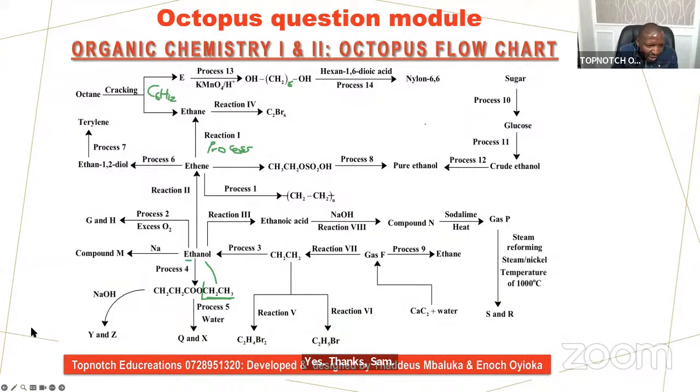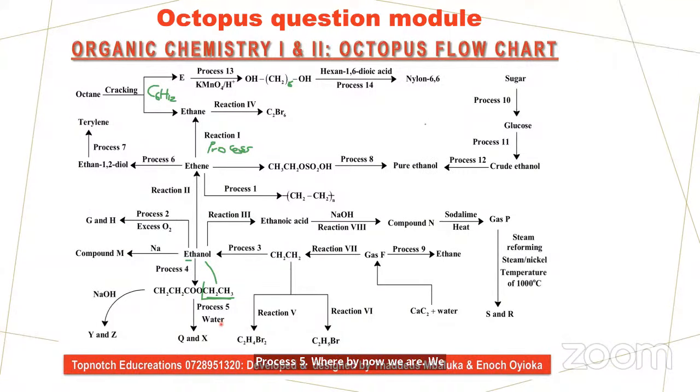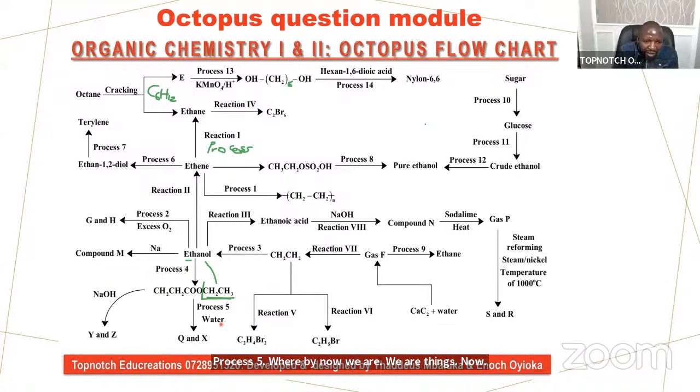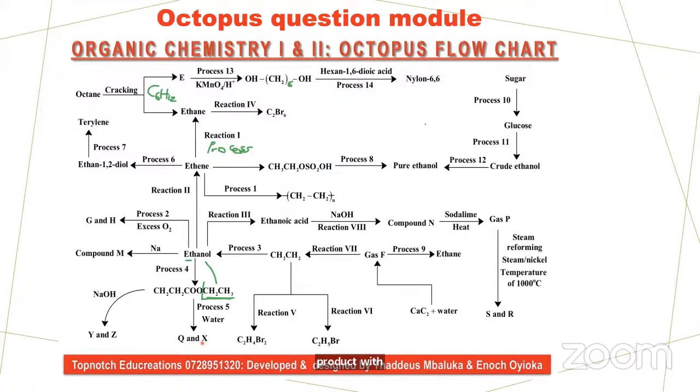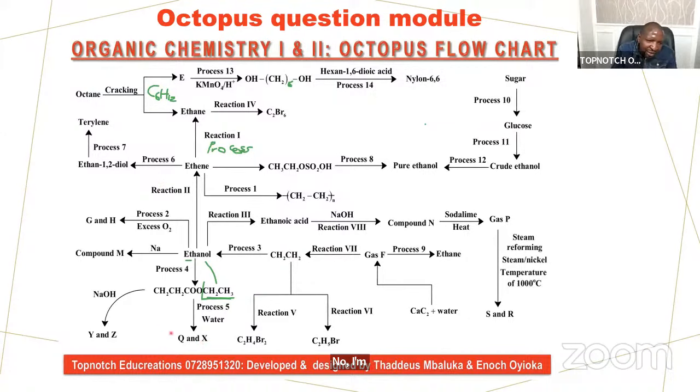Process five, whereby now we are going the opposite of condensation or esterification, which is hydrolysis, and you get the corresponding products. Q and X will be what? Ethanol and ethanoic acid. Ethanol and? Propanoic acid. Propanoic acid, perfect. So the ester can be hydrolyzed, but here it's the same. Instead of water, we can also use sodium hydroxide. However, you are still going to get the corresponding alcohol and alkanoic acid. But this one is not in the syllabus. So we continue.